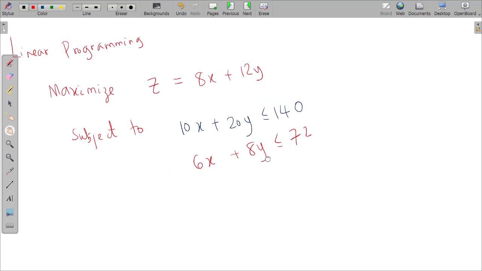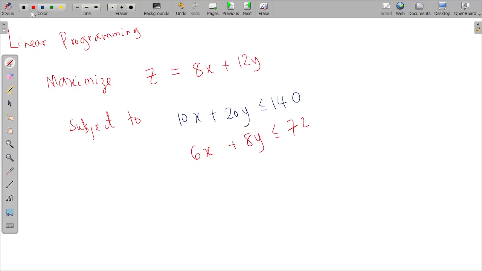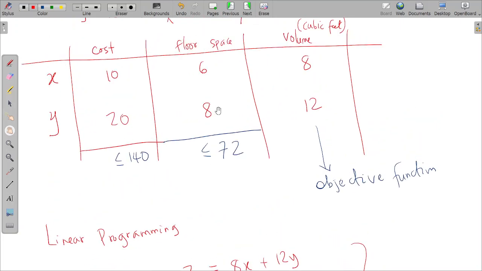But don't forget, in our linear programming formulation, we must add the non-negativity constraints. That means x must be greater than or equal to 0, and we can also have y greater than or equal to 0. Okay, this is our linear programming formulation. So we have the objective function, which we are maximizing, and then we have the constraints with the non-negativity constraint.